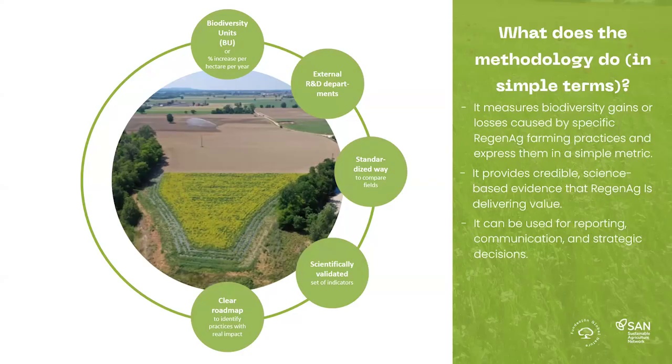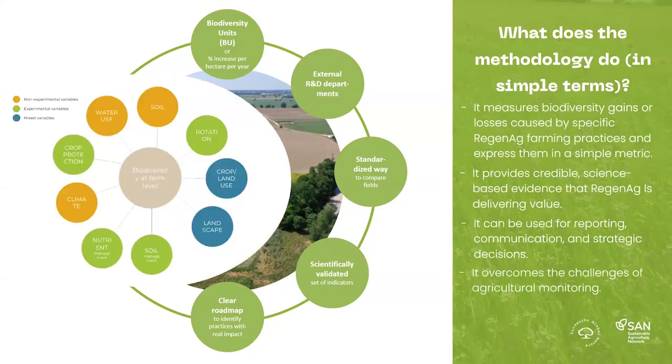We compare fields. The set of indicators have been scientifically validated. Indicators, as we'll see, are features within biodiversity groups that define what agrarian biodiversity actually is. And this methodology allows us to create a clear roadmap to identify the best practices with real impact to implement on the ground, and to quantify the amount of biodiversity they are producing and the cost that they have, so that we can make better informed decisions. And as I said, it overcomes some of the challenges of agricultural monitoring.